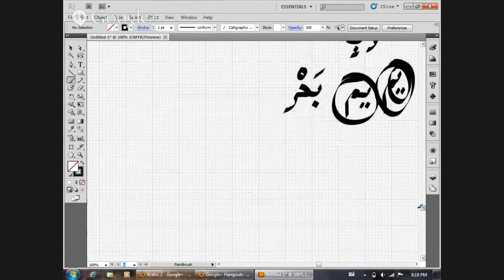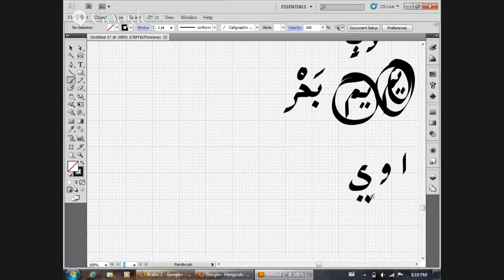Now we have long vowels. Basically, there's only three of them. Three letters are long vowels: alif, waw, and ya. Now here's the thing. Didn't I tell you that the letters we've been talking about are consonants? Alif is a consonant, waw is a consonant, ya is a consonant. That's true. But these consonants can also be used as vowels, never as short vowels, only as long vowels. And the way you make a long vowel is by attaching one of these letters to another letter that precedes it.